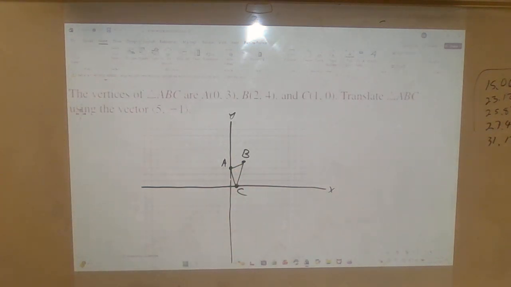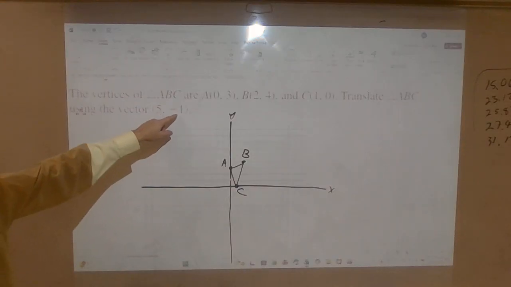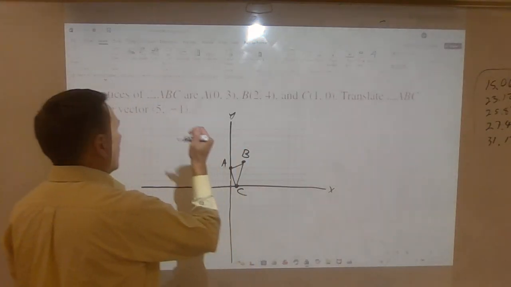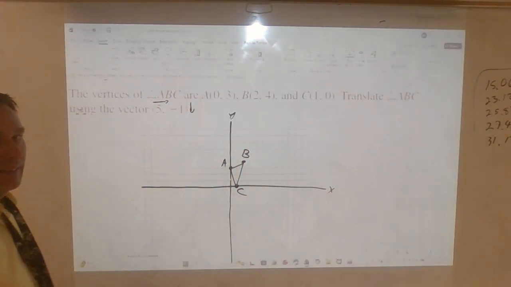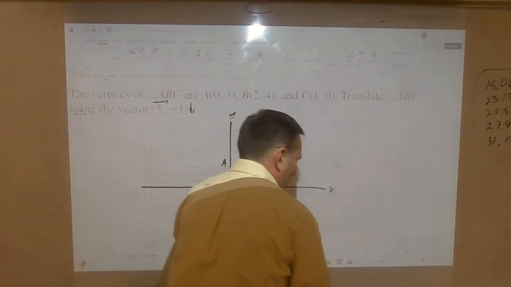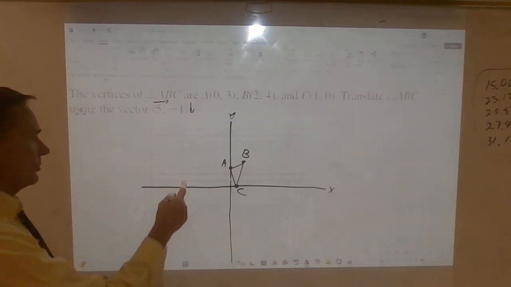We now want to translate this triangle ABC using the vector 5 and -1. So what this means is we're going to move it 5 to the right and 1 unit down. And it's every vertex we see. So a triangle has 3 vertices. We're going to be moving all 3 of these points. So we'll start with A.